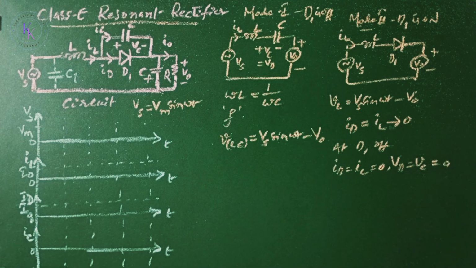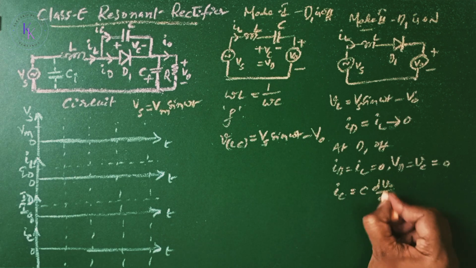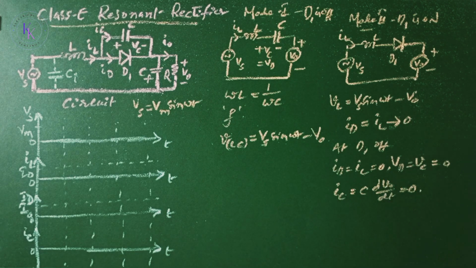and VD equals VC equals 0. That is, IC equals C into dVC by dt, which equals 0, which gives dVC by dt equals 0. Therefore, the diode voltage is 0 at turn off, thereby reducing the switching losses.